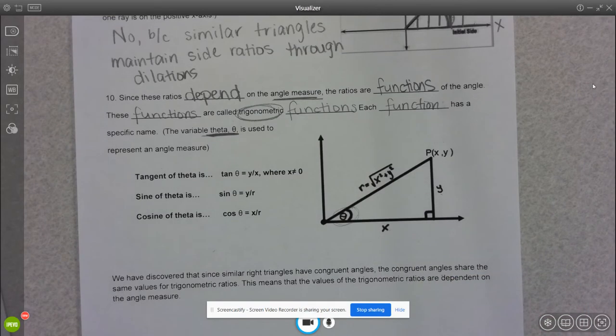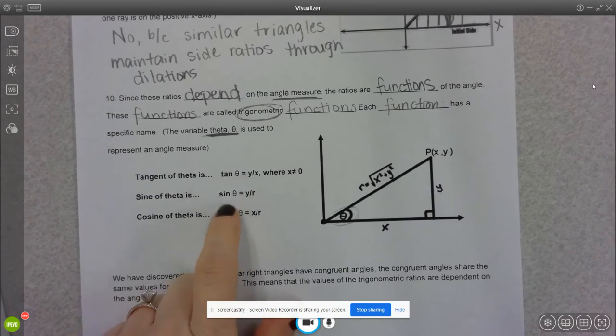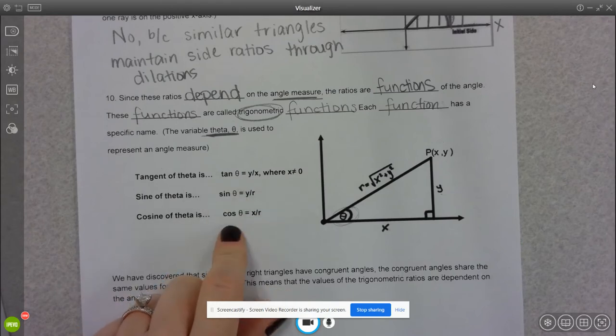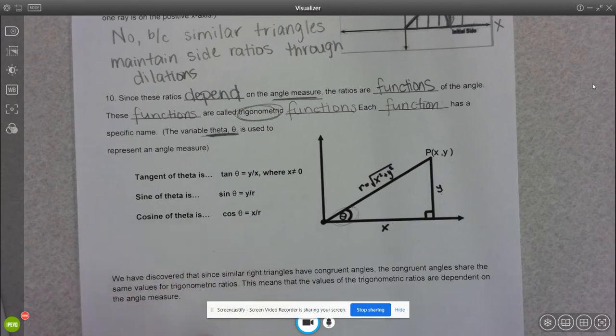Now, you've probably at this point in your math career seen these buttons on your calculator. It is not tan, sin, and cos. It is tangent, sine, and cosine. If you say tan, sin, or cos, you will be looked at very weirdly. We do not say tan, sin, and cos. We say tangent, sine, and cosine because we are well-educated mathematicians.